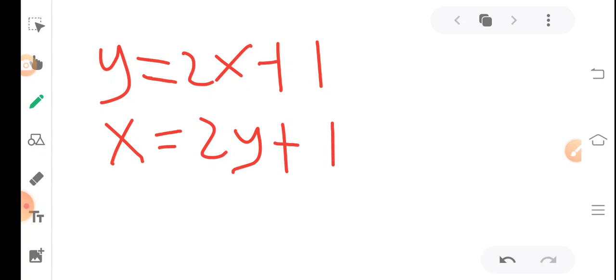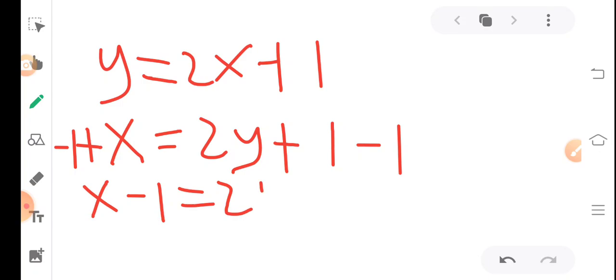So we now have, by additive inverse, plus 1, the additive inverse is negative 1. Since we add negative 1 on the other side, we also add negative 1 on this side. So negative 1 plus x is equal to 2y plus 1 minus 1. The result is x minus 1 is equal to 2y.